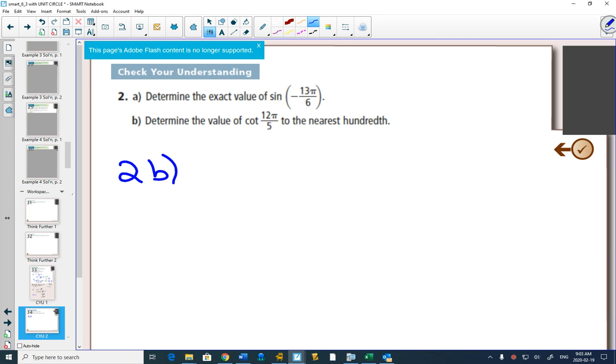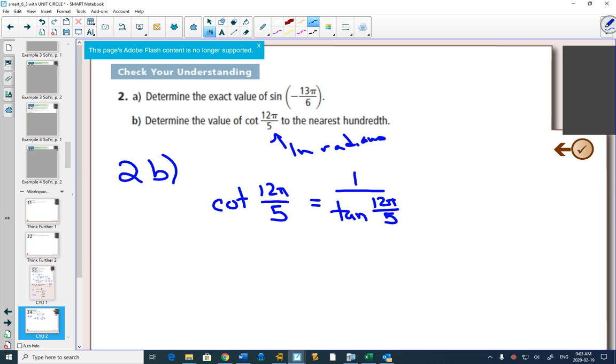So notice inside, they don't have a degree sign. This means that this is in radians. And we need to type this into our calculator, but we don't have a cotangent button. Cotangent is the reciprocal of tangent. So cotangent of 12 pi over 5 is 1 over tangent of 12 pi over 5. It is not equal, and this is the number one mistake in this question.